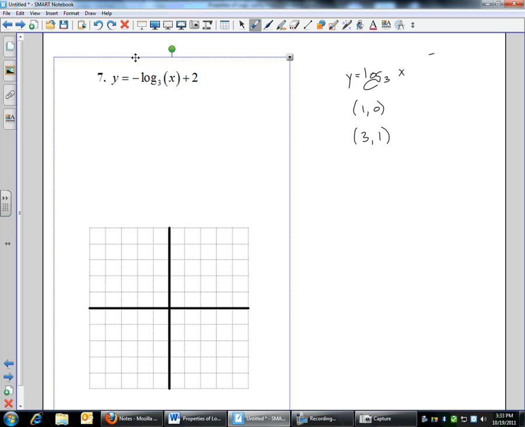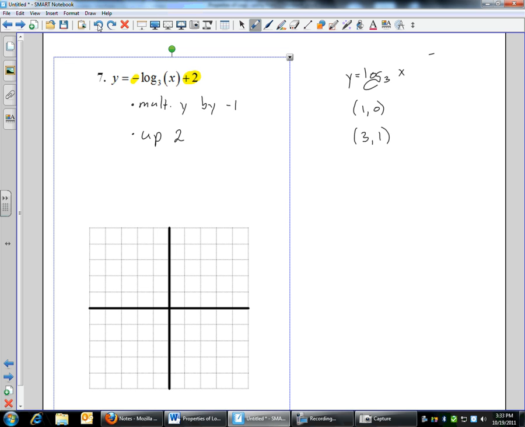Then I need to identify my transformations. I see a negative out front, and then I see a plus 2. The plus 2 is outside, that is not in with the x. That means I'm going to shift up 2 units. And that negative on the outside is going to multiply my y by negative 1. It's not inside with the x, it's on the outside, so it's going to affect the y's. And that's really negative 1 times the log base 3.